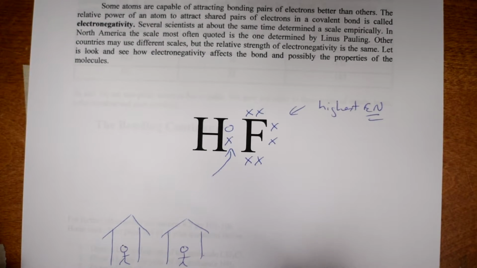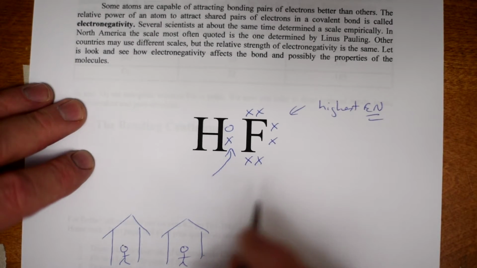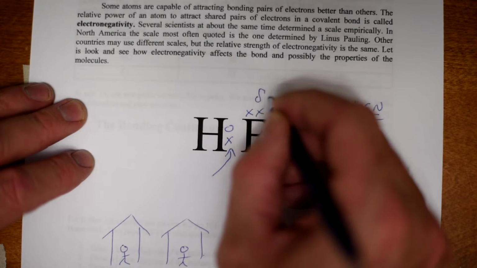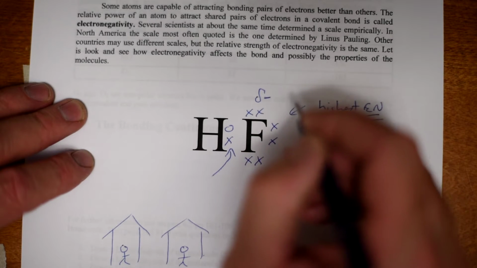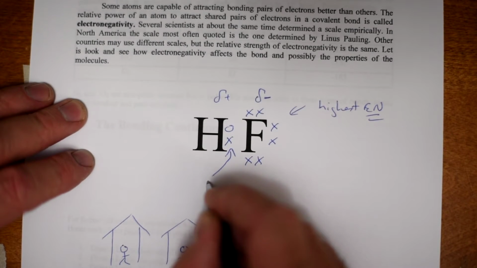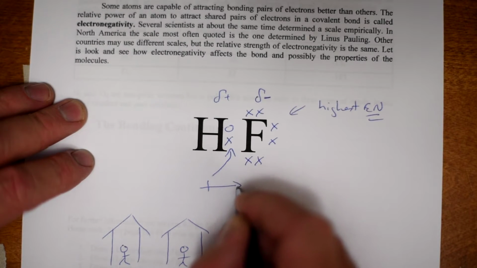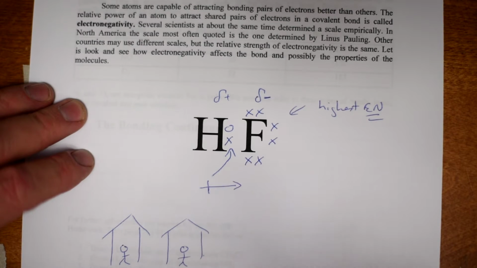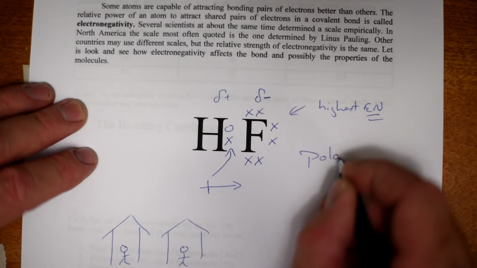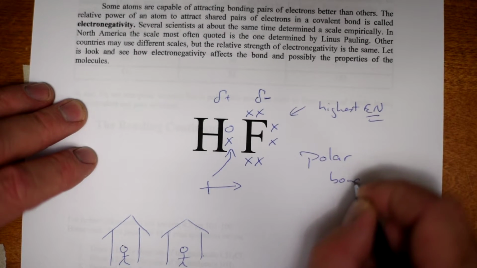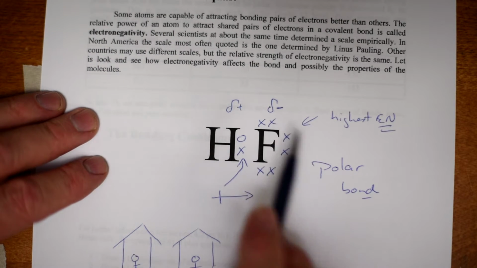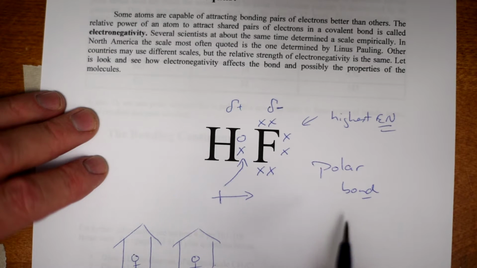Okay, there's a number of different ways that we could indicate that. Sometimes, because this is not a complete charge, we use the lowercase delta and say that this end of the molecule is a delta negative and this one's a delta positive. Sometimes you use a little symbol that looks like this with an arrow indicating that the electrons have gone in the direction of the fluorine. And we would say that this is a polar bond. Polar because we've created two poles, a positive and a negative. So it's a polar bond.